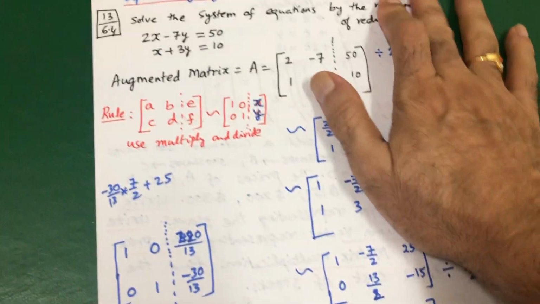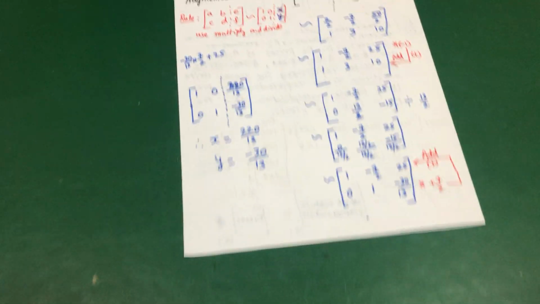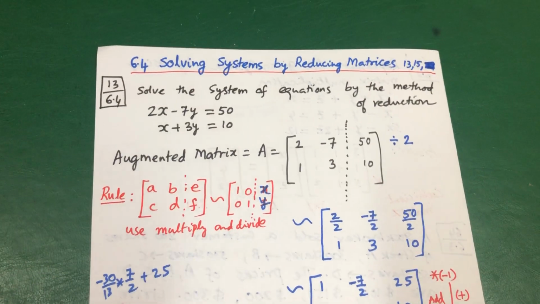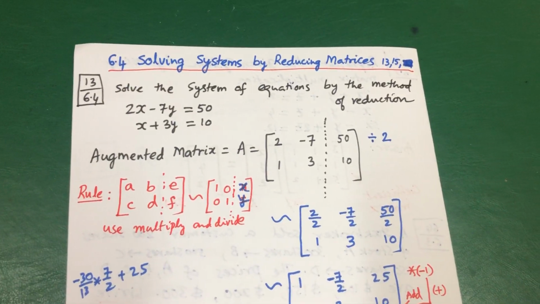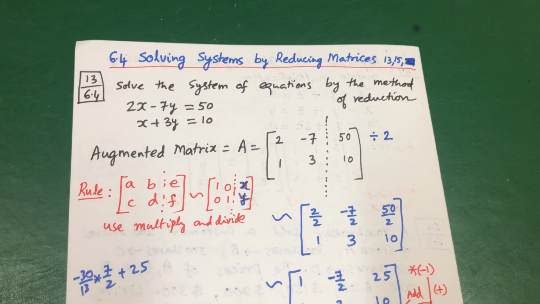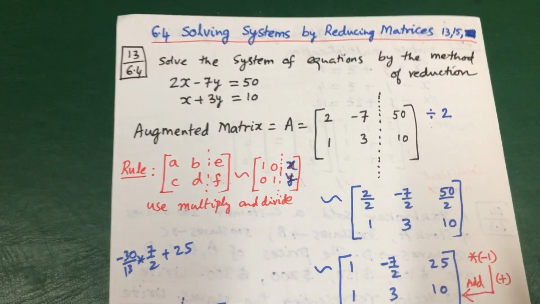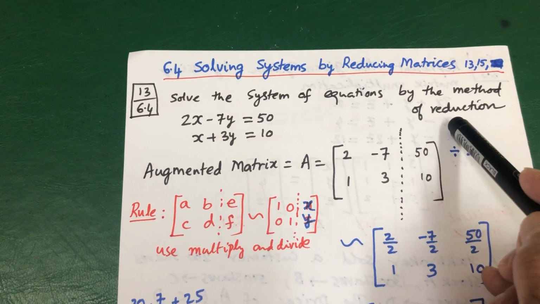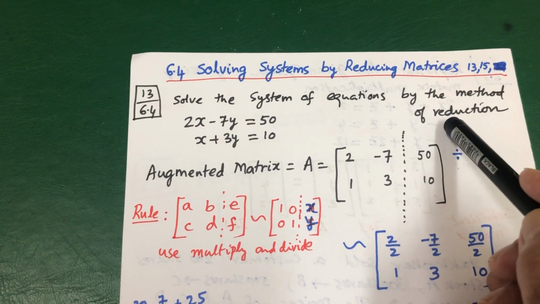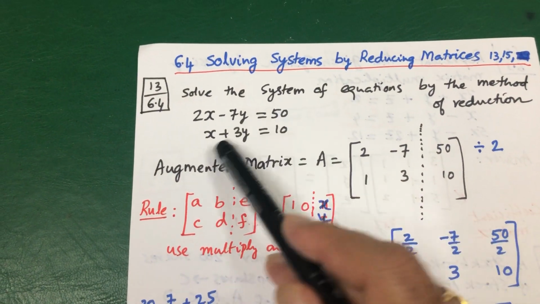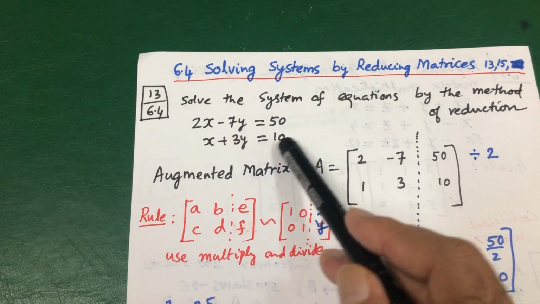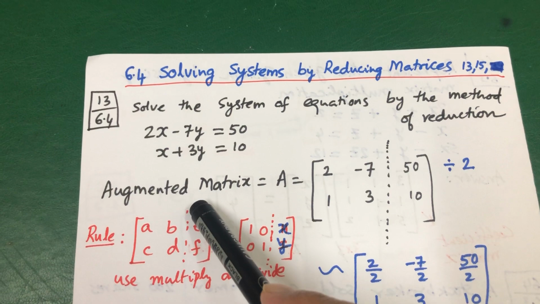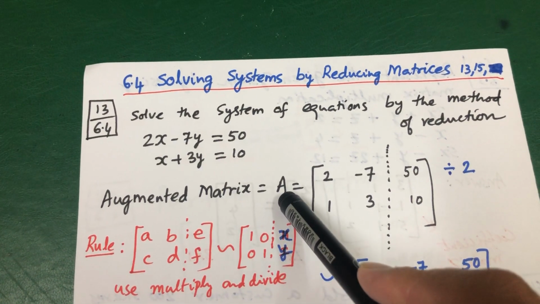Okay, let us see the matrix multiplication. We have finished. Let us see the next one, 6.4, solving the system by reducing the matrices. Solve the system of equations by the method of matrix reduction. So here is the problem: 2x minus 7y is equal to 150, x plus 3y is equal to 10. Okay. So for this you have to write a matrix called augmented matrix.